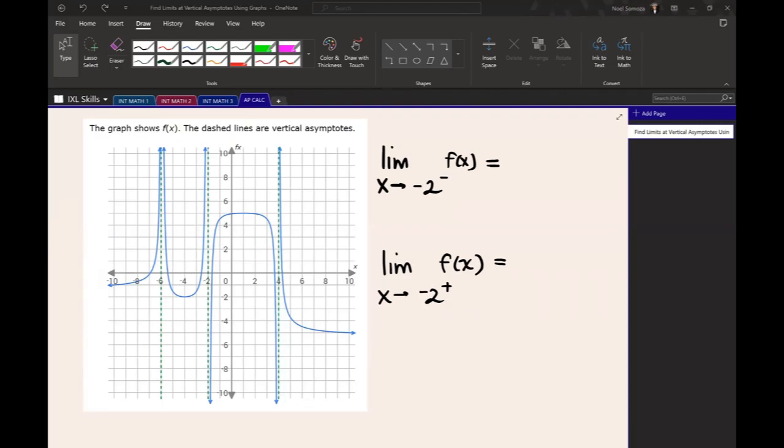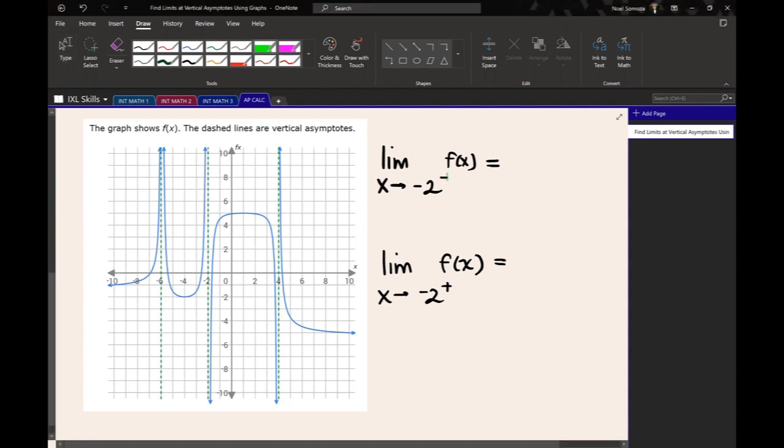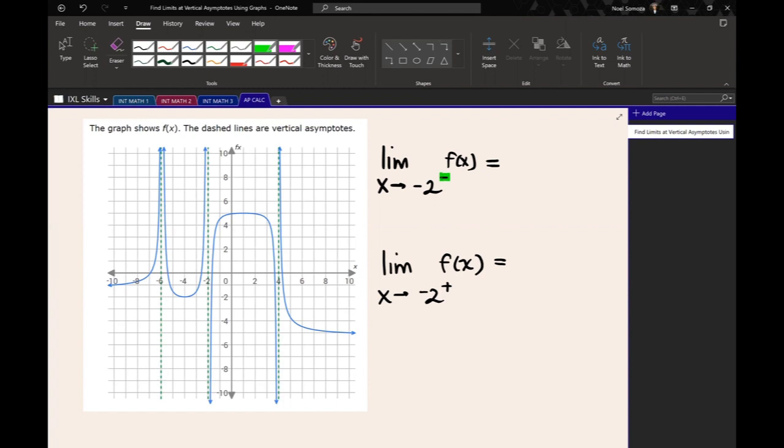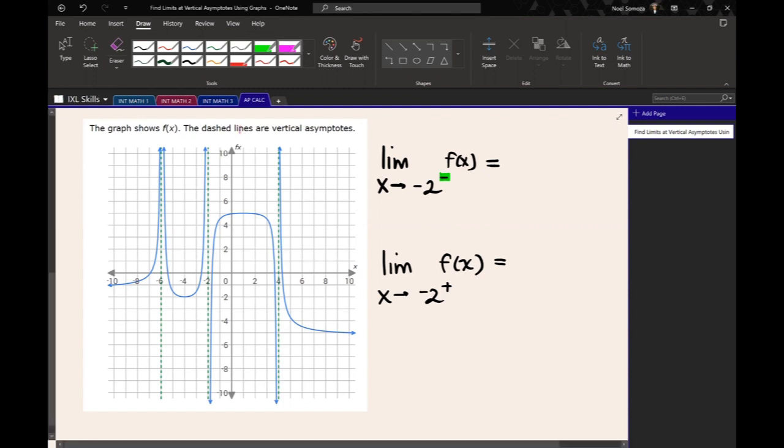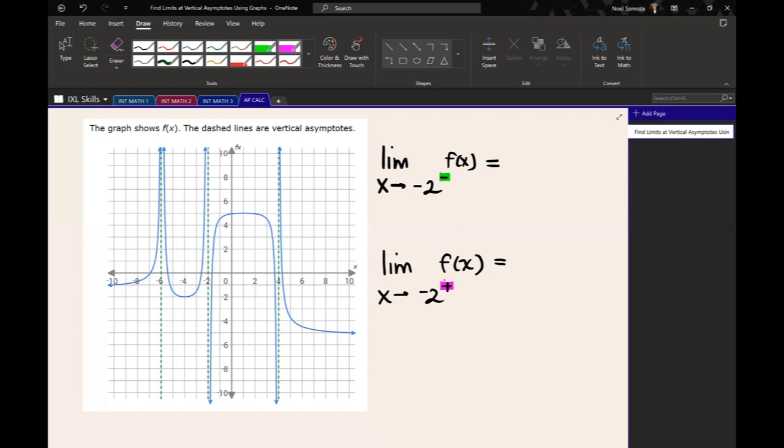All right, so here we're looking to find the limit, again, at a vertical asymptote using our graph, right? So we have two different statements that we want to find. First, the limit as x approaches -2 from the left side. We know it's from the left side because it has that little negative superscript up above. And then we have another statement, which is to find the limit as x approaches -2, but this time it's indicating from the right side, right? So we want to track the function as it goes towards -2, but coming from the right.